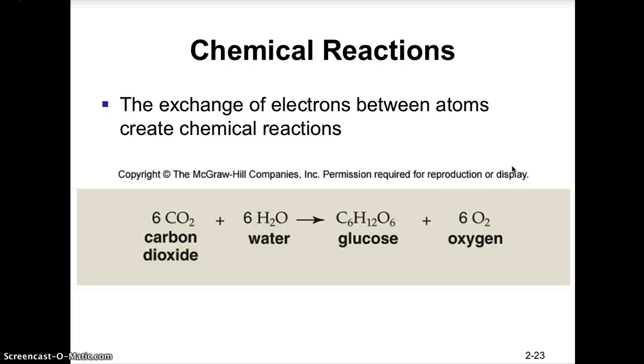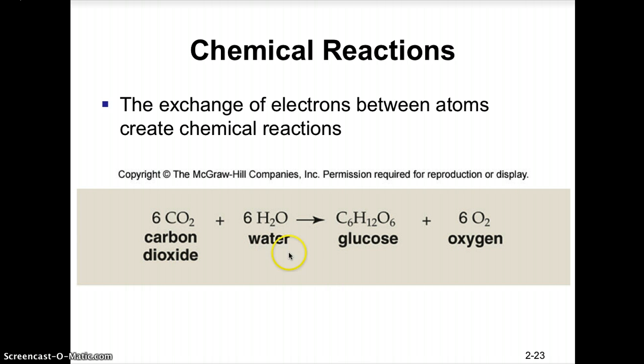When we talk about chemical reactions, we see that the exchange of electrons between atoms or the sharing of electrons creates chemical reactions. If you look, here is the chemical equation where you have 6CO2, which is carbon dioxide, plus 6H2O, which is water, yielding C6H12O6, glucose, plus 6O2, oxygen. This is our molecular formula or chemical formula for photosynthesis, where we have carbon dioxide bonding with water to form glucose and oxygen. So this is the equation for photosynthesis.